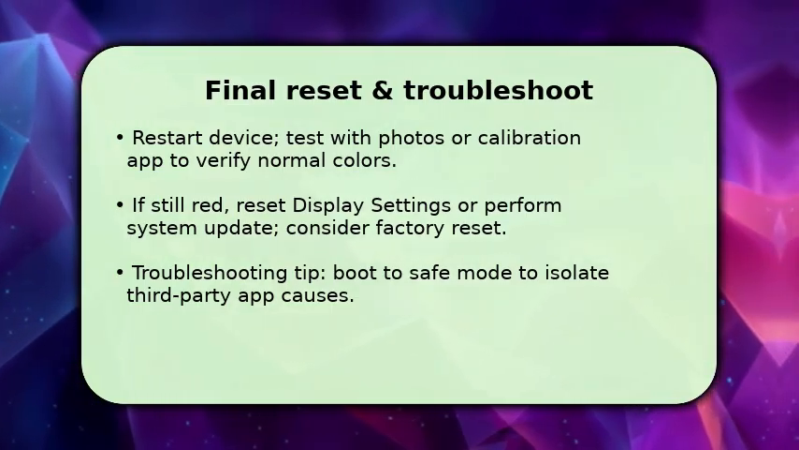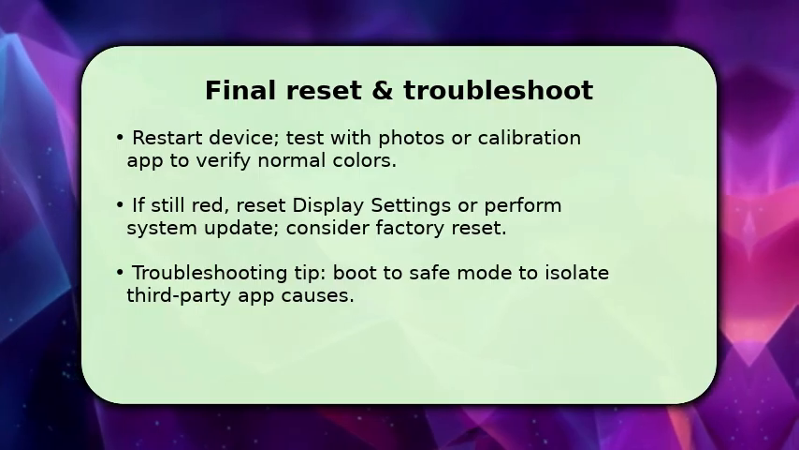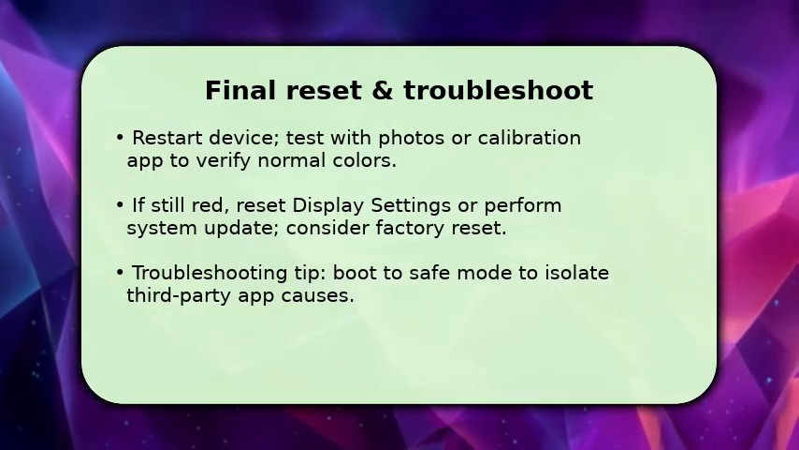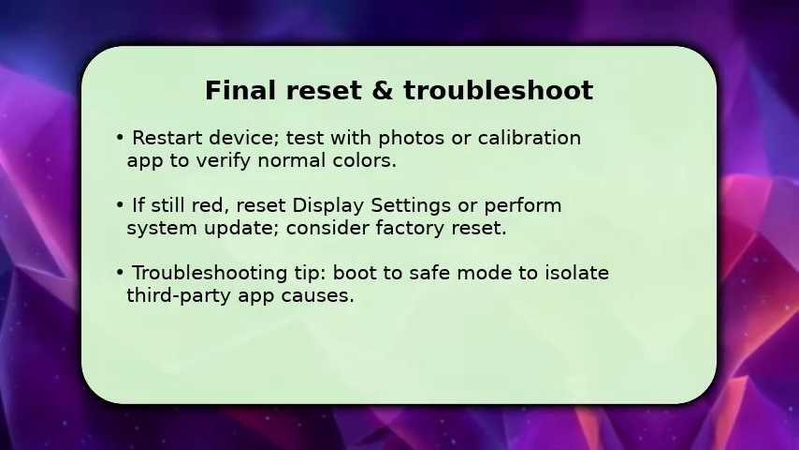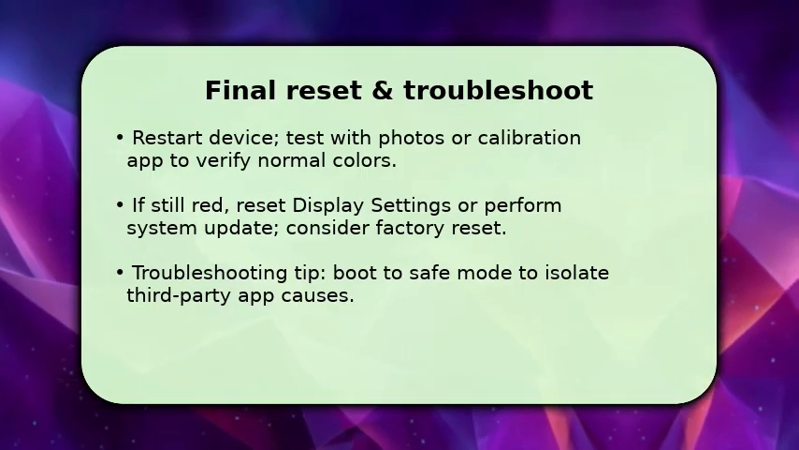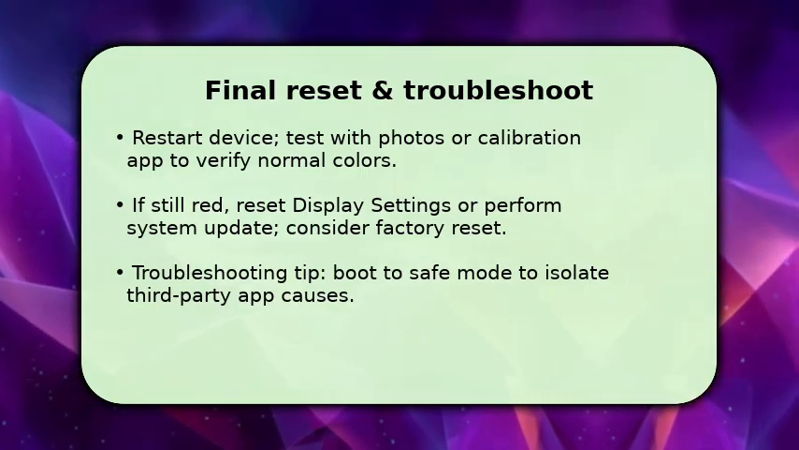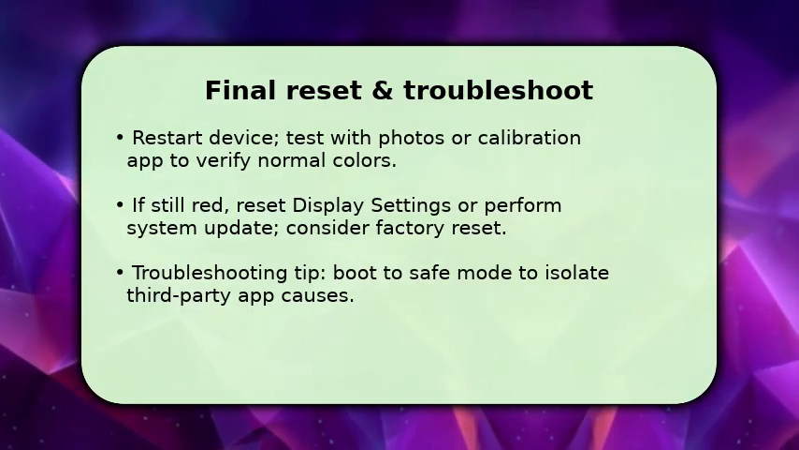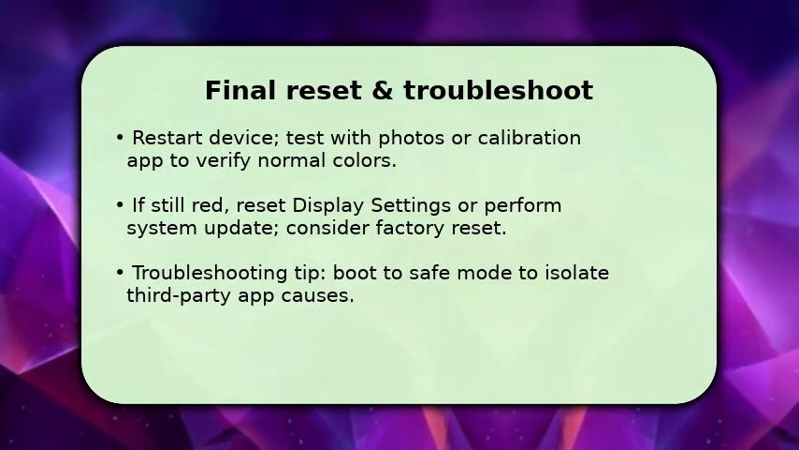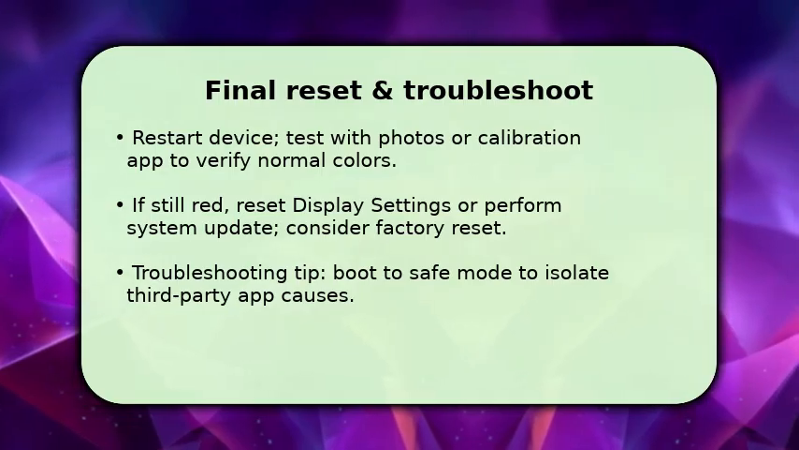If the red cast persists, reset display settings or check for pending OS updates that fix color bugs. As a last resort, backup data and perform a factory reset, which removes deep software issues. If things go wrong, boot into safe mode to isolate third-party apps. That single step often reveals whether an app or system setting caused the red light filter.